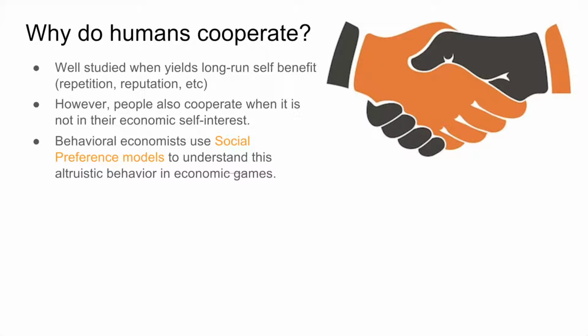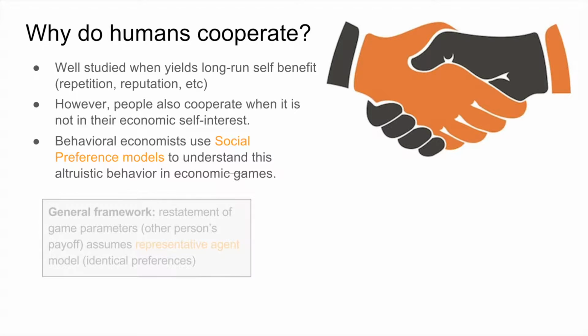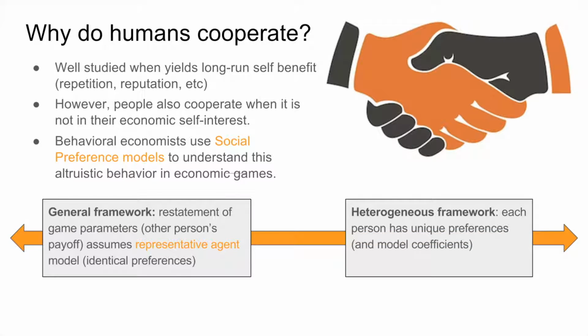And behavioral economists also have a sliding scale of model complexity. On the lowest end, we have a general framework, which is basically just a restatement of the game parameters. This assumes that everyone is basically the same, the representative agent model, and it's just the game parameters which determine if you're going to cooperate. This is the least complex version of the model. And the most complex, on the other side of the spectrum, is a fully heterogeneous framework, which assumes everyone has unique preferences, as kind of a special snowflake.